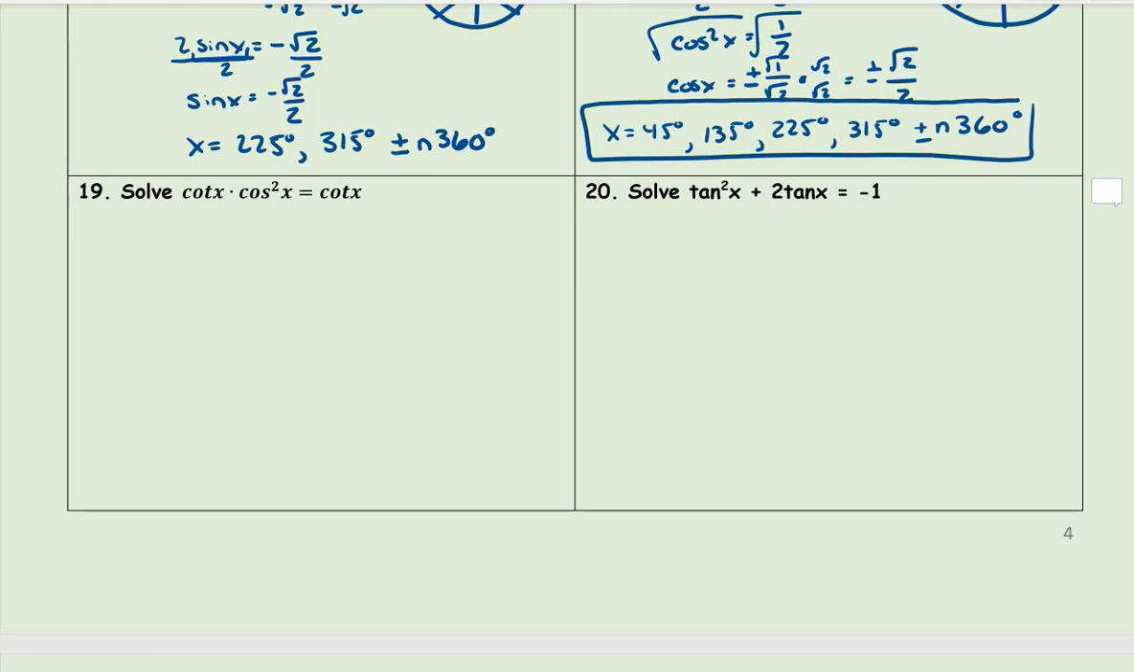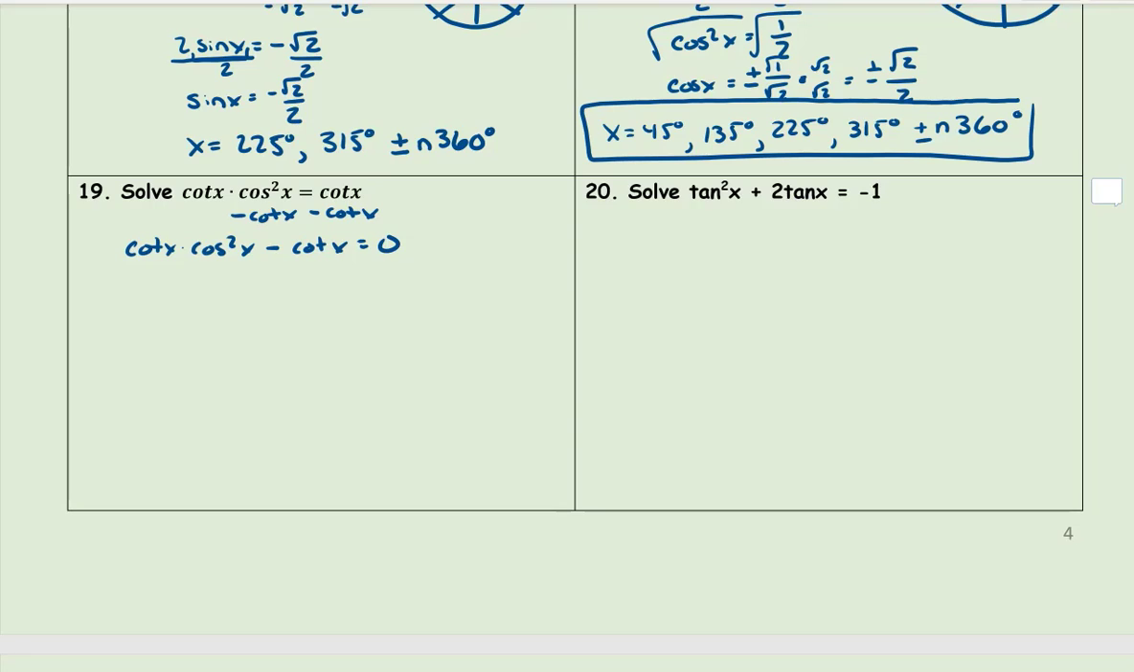Okay, so I think we're starting to get the hang of it a little bit here. Let's go down to something we actually need to start using our identities for. So here we have cotangent of x times cosine squared x is equal to cotangent x. So I want to get all the trig identities on one side of the equation. So what I'm actually going to do is subtract cotangent of x from both sides. So now I have cotangent of x times cosine squared x minus cotangent x is equal to 0.